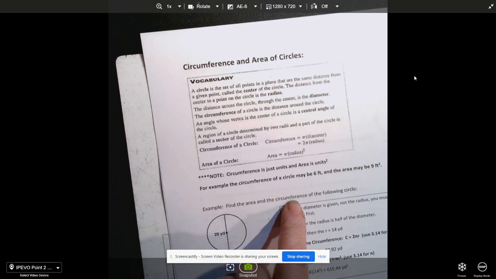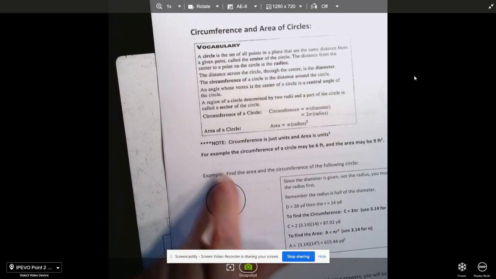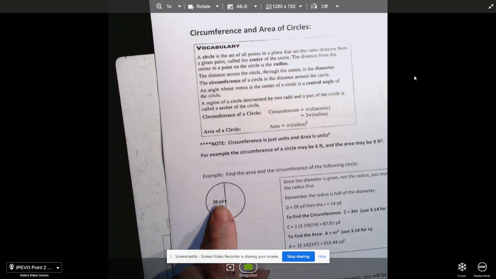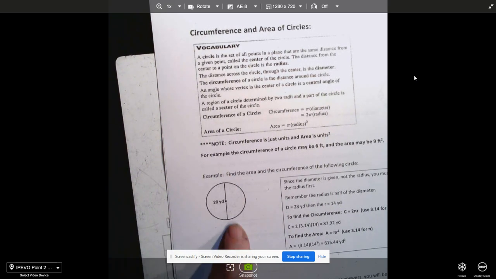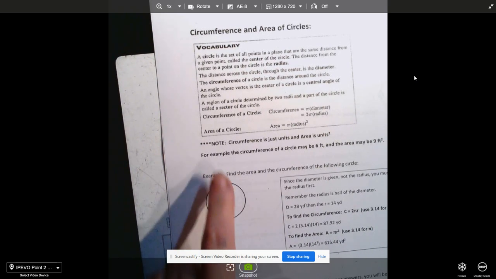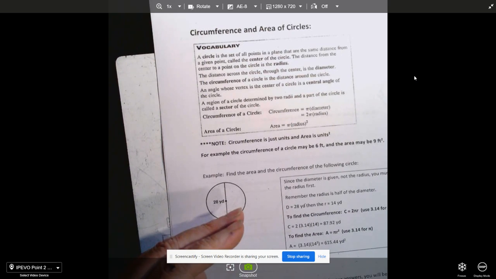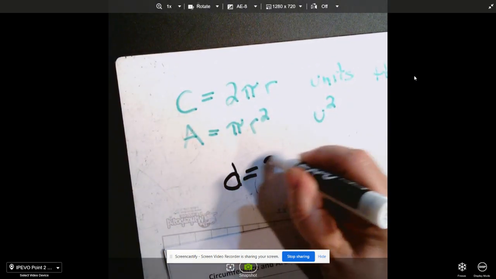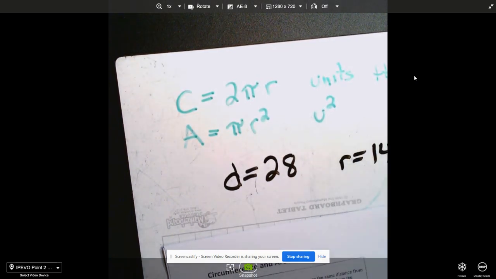Here it says find the area and the circumference of a circle. Well, here they give me a circle and they tell me that this is 28 yards. So the first thing you need to decide is, is this a diameter or is this a radius? Well, it goes from the beginning of the circle all the way to the other side of the circle through the center. So this is actually a diameter. Well, I know a radius is half of the diameter. So if the diameter is 28, I know the radius would be half of that, which would be 14.